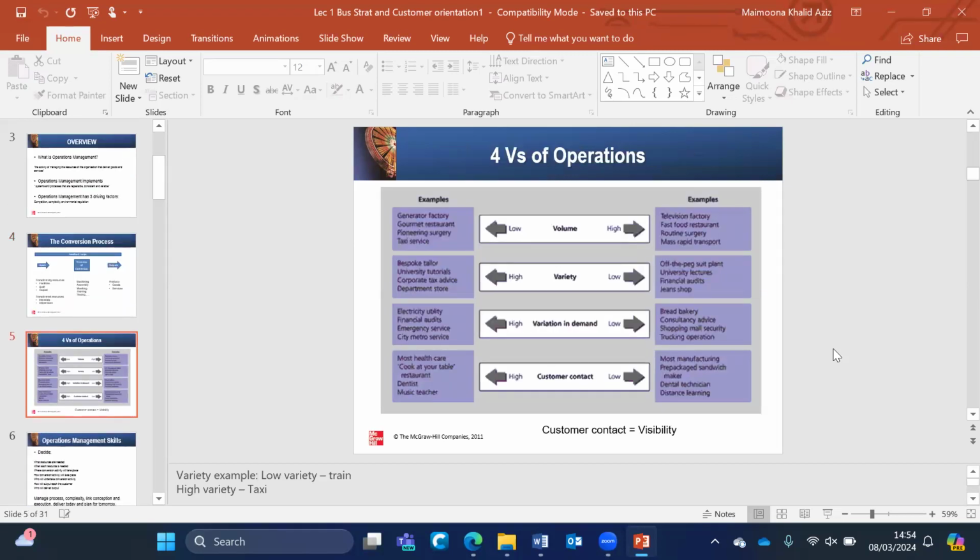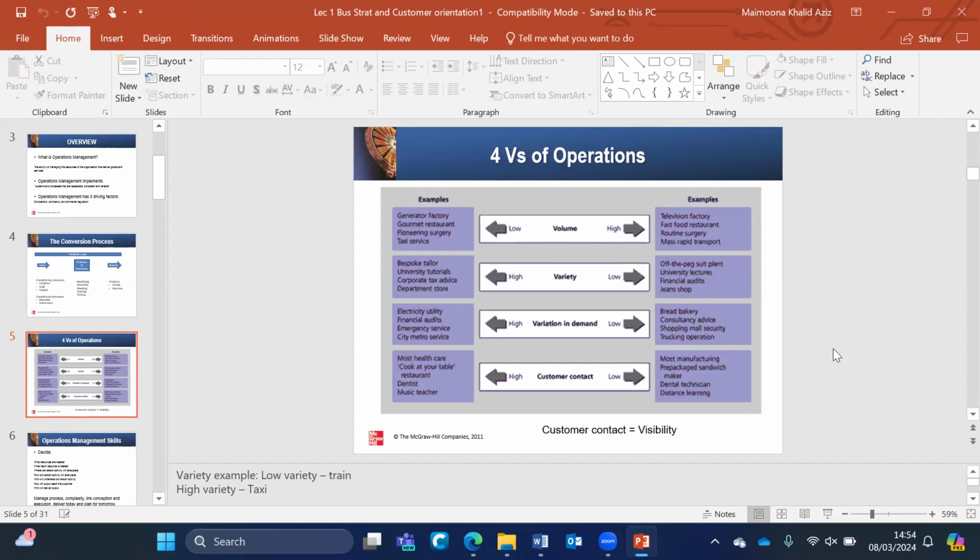Moving on, there's 4 V's of operations. The first V is volume, then there's variety, then there's variation in demand, and then there's customer contact. Now this means in your business, do you have high variety or low variety? That means how many different SKUs or how many different versions of your product are there. If there are a lot, that means the variety is high. If there's not a lot of versions, or there's not a lot of different types of the same product, then the variety is low. Same if you produce in bulk, that means the volume is high.